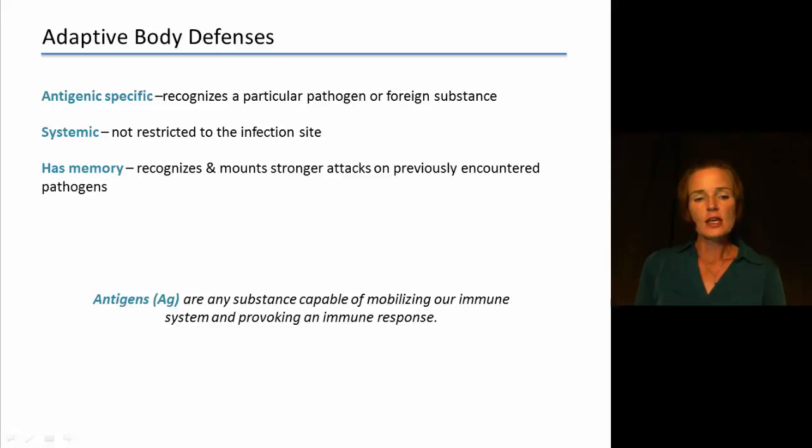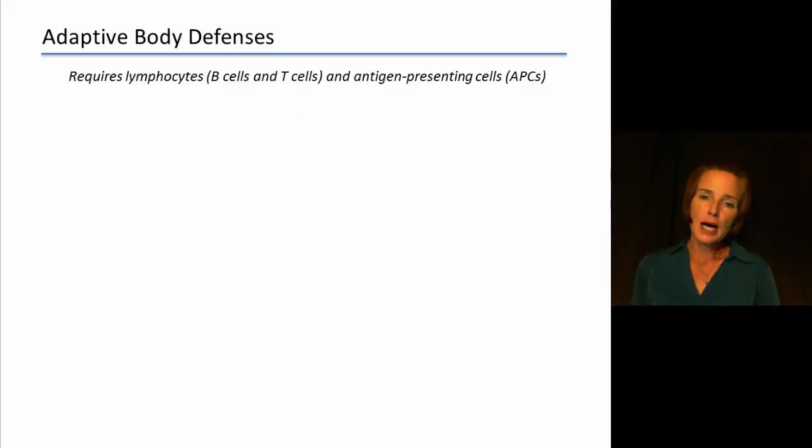The antigens, these are going to be any substance that's capable of mobilizing our immune system and provoking an immune response. The adaptive body defenses require lymphocytes. The lymphocytes are B cells and T cells, and then it also requires antigen-presenting cells, which we call APCs.